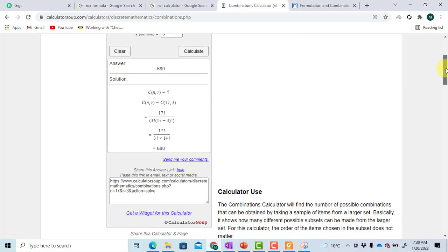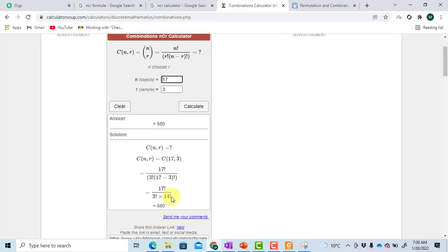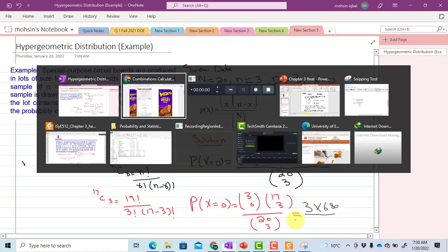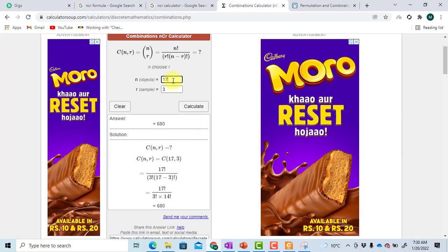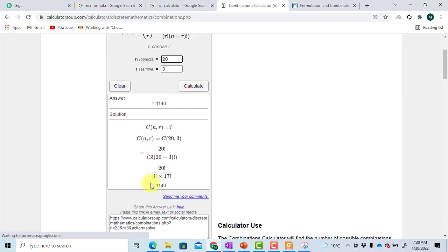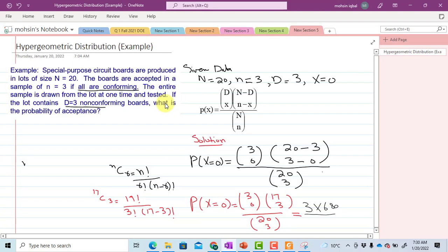the answer I have is 680. Okay, for 17C3 this has been solved in detail. So I'm going to write the same answer in the sheet. I will write here 680. Then I'm going to calculate it for 20C3, and the same is the case. I will write 20, then 3, then enter to calculate, and it is 1140. So you can write here in the denominator 1140, and then you can calculate it.